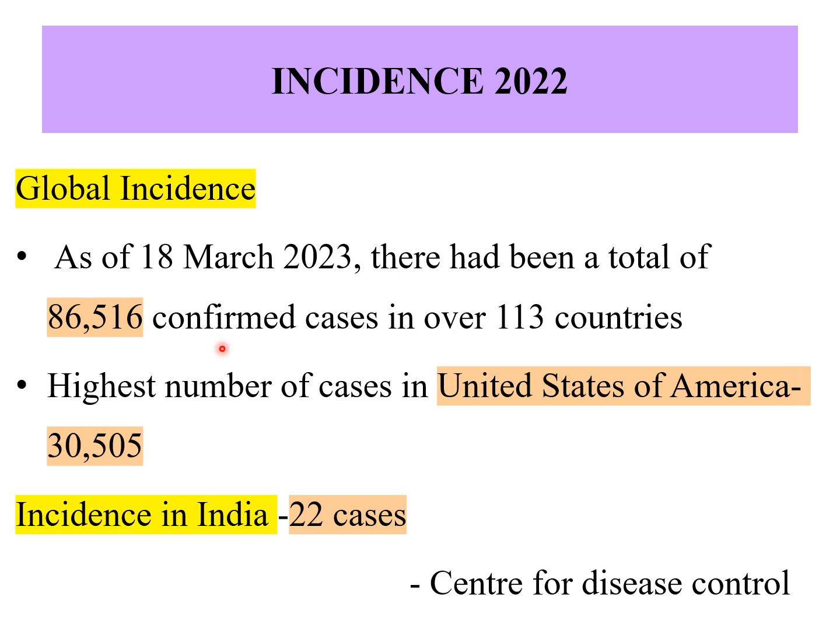86,516 cases. And the highest number of cases we can see in United States of America, that is 30,505 cases. Then the incidence in India is 22 cases. We can see a total of 22 confirmed cases in the whole country. This is according to the information from the Center for Disease Control website.